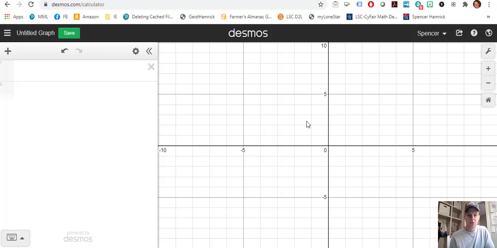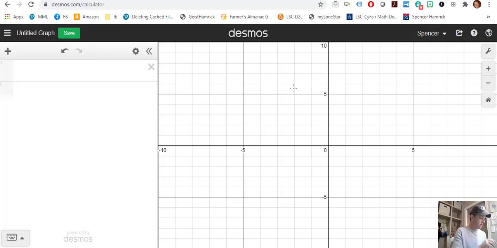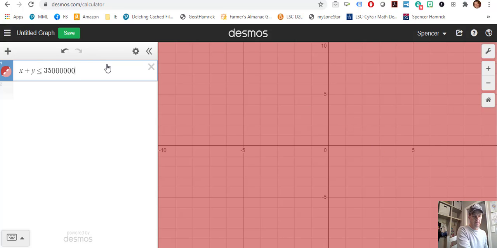So what I'm going to do is go get all of those functions that we just wrote down, and I'm going to graph them over here. Let's go back and get the first one. Our first one was x plus y less than or equal to 35 million. So I'm going to come over here and write x plus y less than or equal to 35 million.